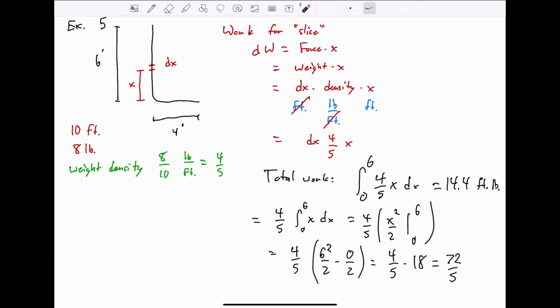That means the equivalent amount of work done to move one end of this cable 6 feet into the air is equivalent to moving 14.4 pounds 1 foot up into the air. That's what foot-pounds means here. So the total amount of work performed is 14.4 foot-pounds.